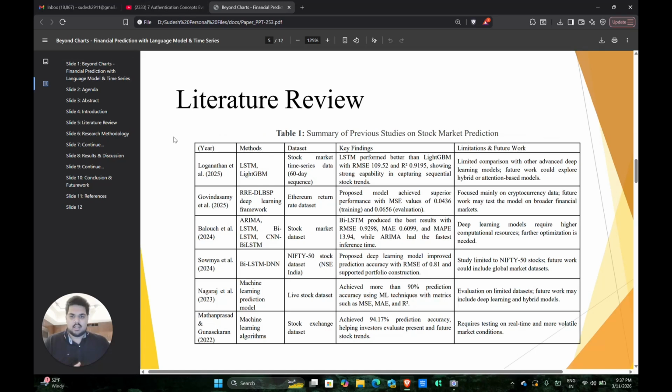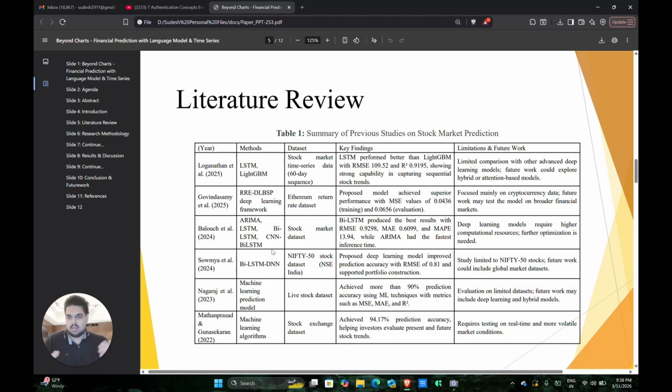Literature review. These are some of the papers. As you can see, most of these papers were published in the last 5 years. The first paper used LSTM and LightGBM, which are some of the standard models used. The limitation of this work was that it had very limited comparison with other DL models. This one, Govindasamy, used RRE DLBSP. Again, it only focused on cryptocurrency, which is very narrow, and it could have been overfit.